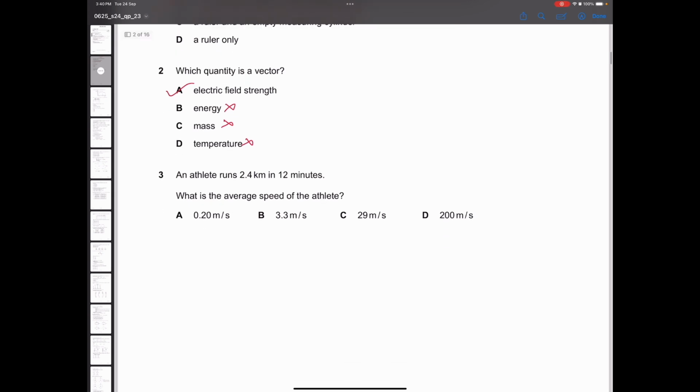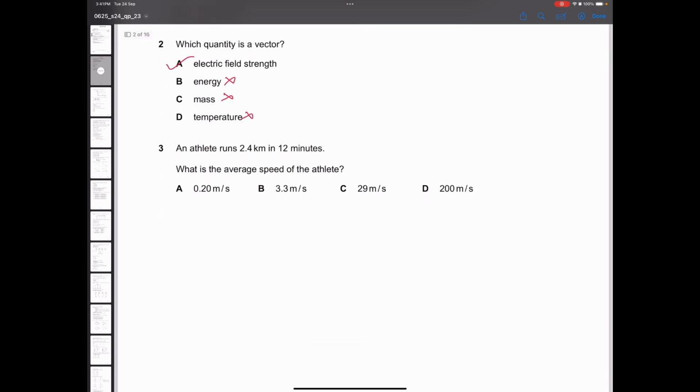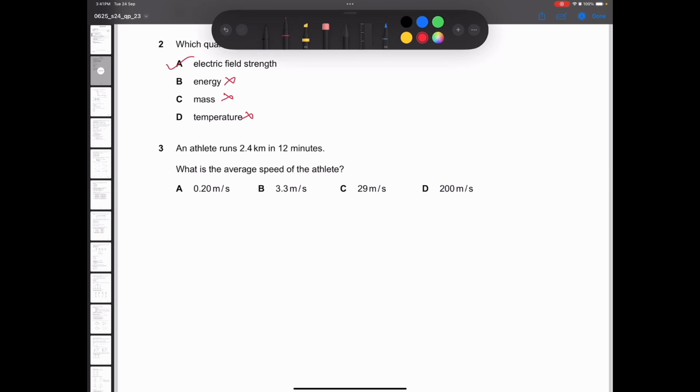Now, an athlete runs 2.4 kilometers in 12 minutes. All right, what is the average speed? So we have to determine the speed in meters per second. So speed is distance over time. I will write this 2.4 times 10 to the power 3 and 12 times 60. This will give me the answer in seconds and this will be in meters. Now if you put it in the calculator, the answer will come out to be 3.3 meters per second. So option B is the correct answer.